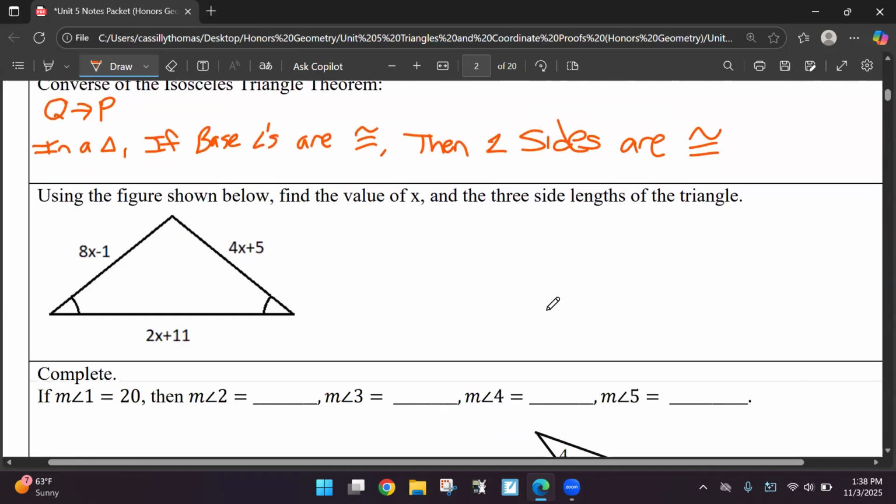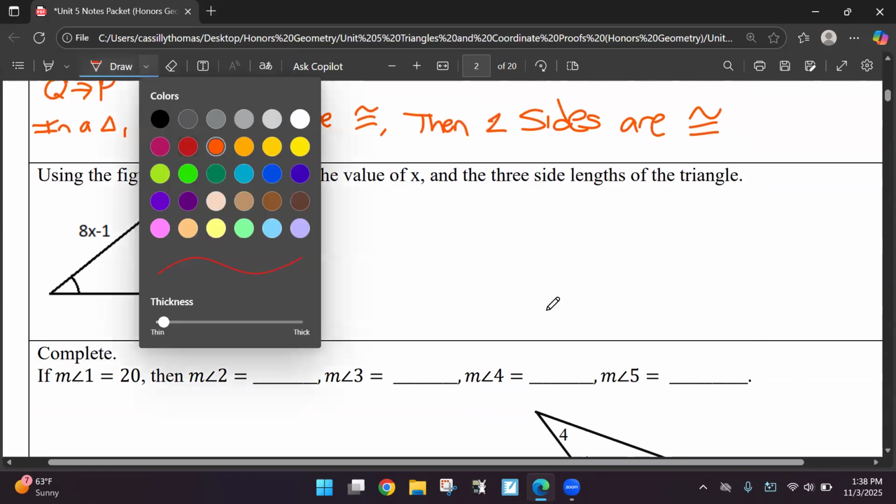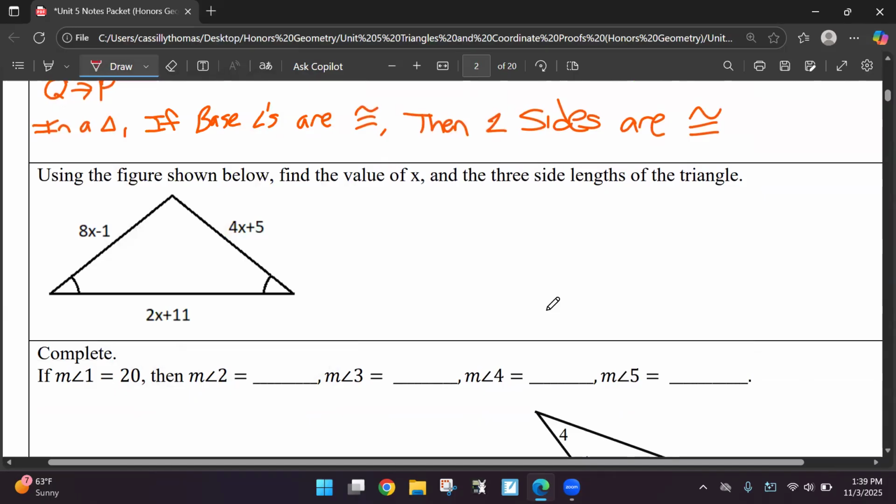All right. Using the figure shown below, find the value of x and the three side lengths. The first thing I notice in this picture is we do have an isosceles triangle. We have two congruent angles, so the opposite sides are congruent.